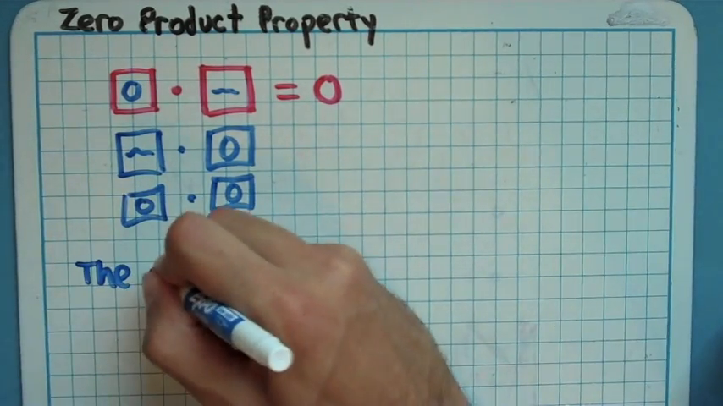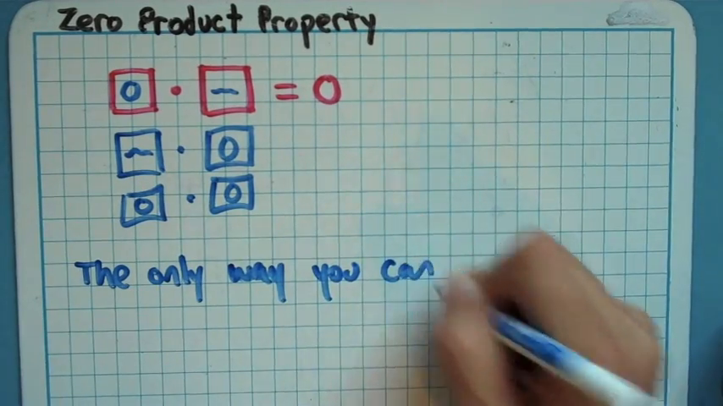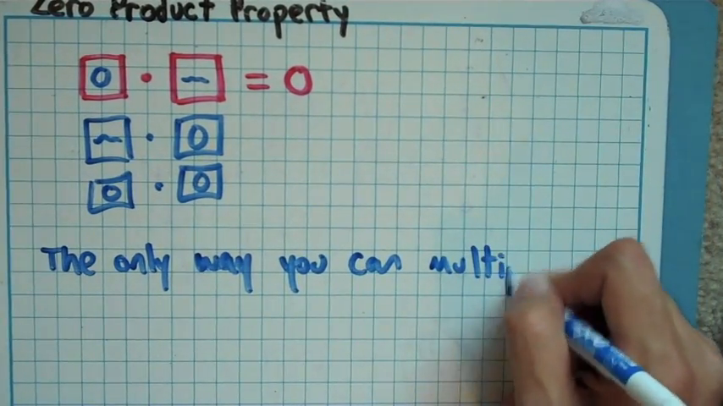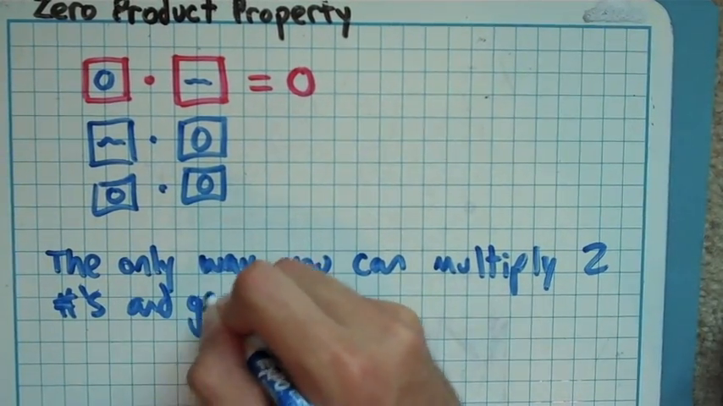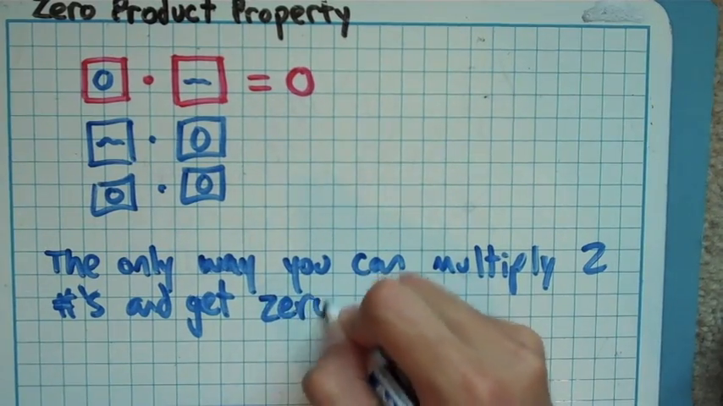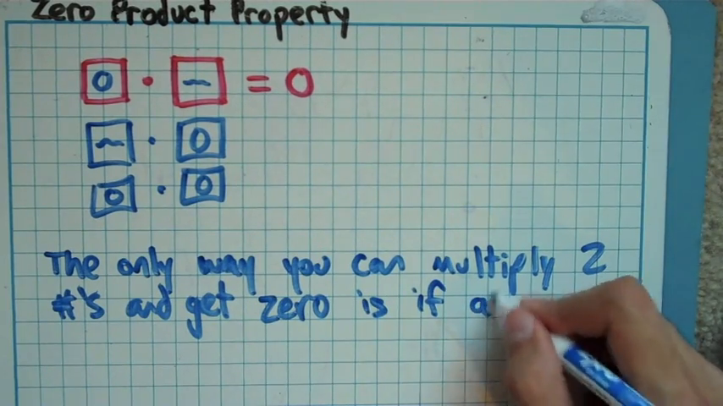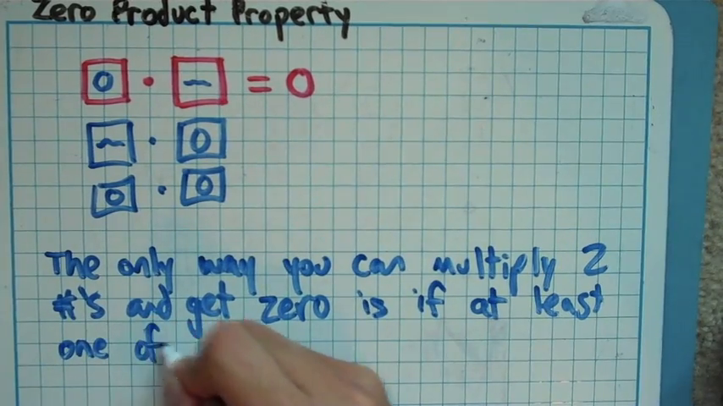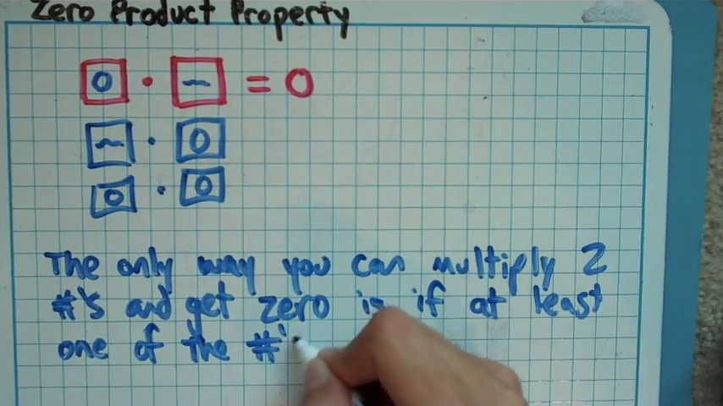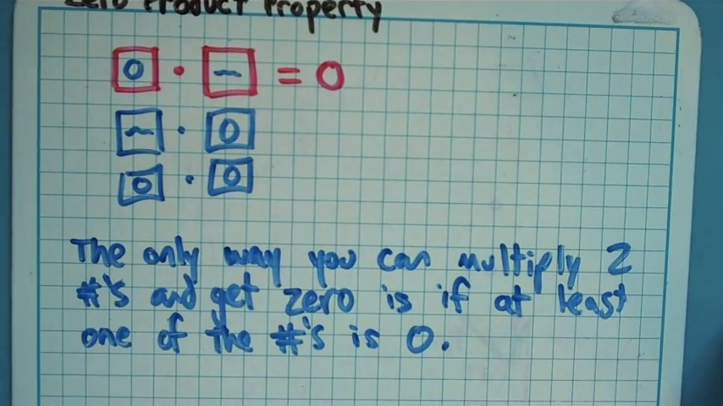The only way you can multiply two numbers and get 0 is if one or more of the numbers is 0. Is if at least one of the numbers is 0. So that's kind of taking it and putting it in words there. That property is actually going to be extremely useful in this section.